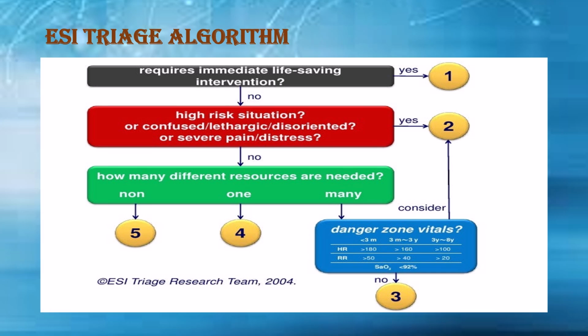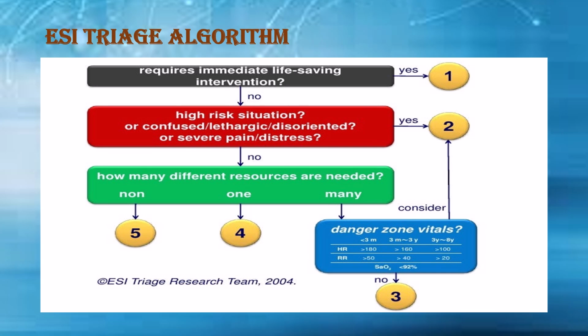This is the ESI triage algorithm. What is in black is what requires immediate life-saving intervention. That is anything where you will see that the patient is not breathing, no pulse, apneic, will need intubation. That is level 1. Next, if it does not, it will go down to level 2.